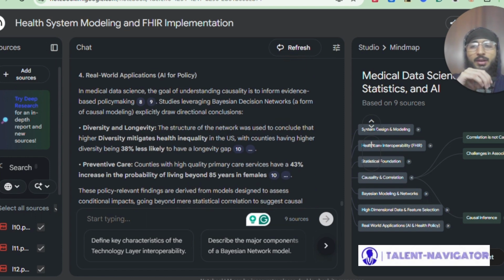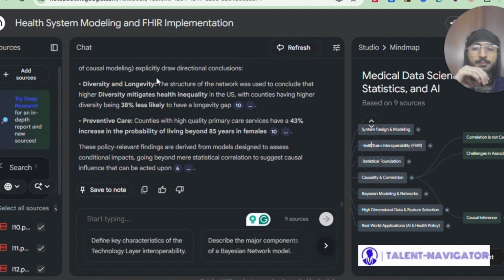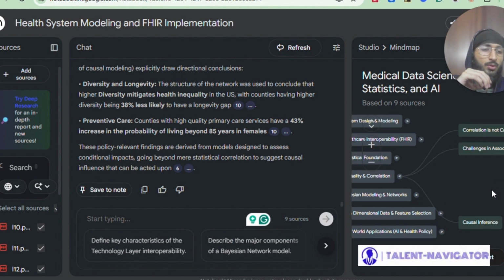Right, now some real-world applications. So, AI for policy. Studies leveraging Bayesian decision networks, a form of causal modeling, explicitly draw directional conclusions like diversity and longevity. The structure of the network was used to conclude that higher diversity mitigates health inequality in the US, with counties having higher diversity being 38% less likely to have a longevity gap. Then preventive care: counties with high quality primary care services have a 43% increase in probability of living beyond 85 years in females. Right. So that's something about causal inference.